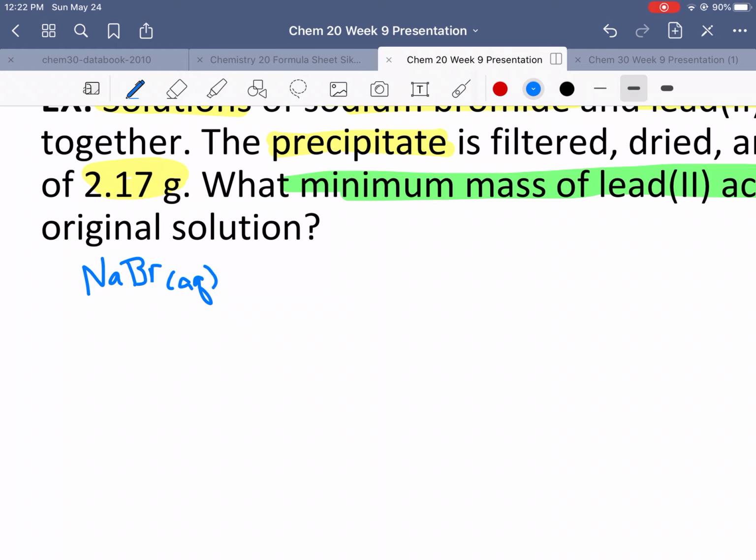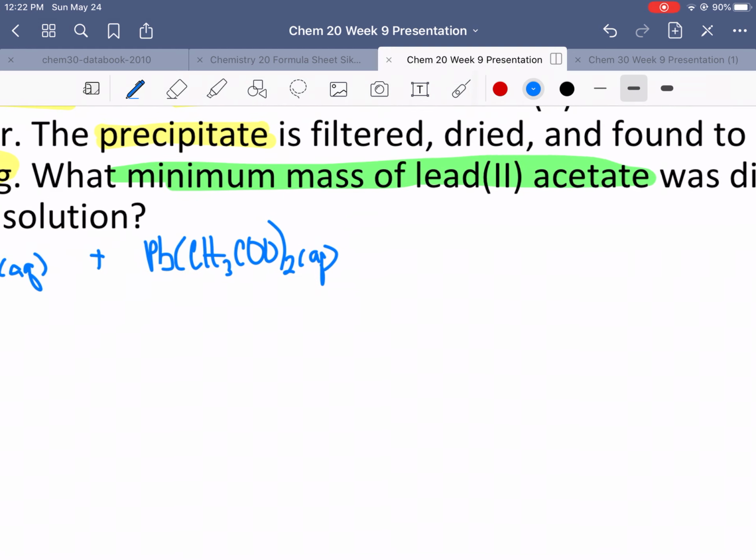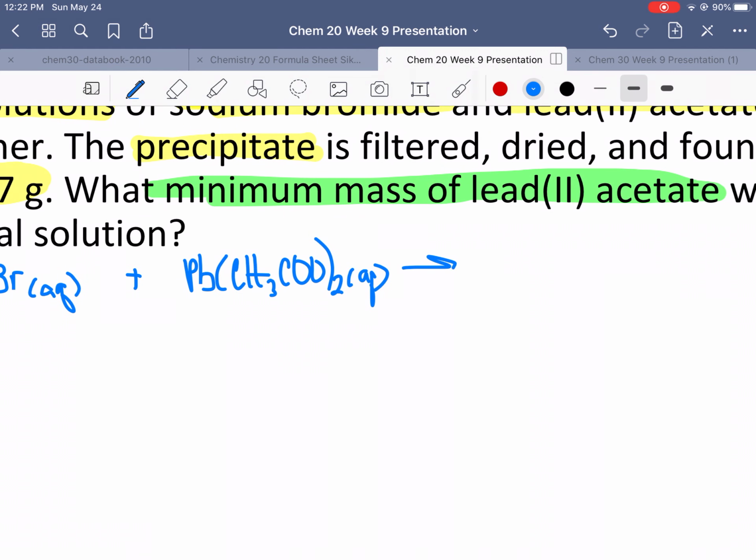So sodium bromide aqueous plus lead-2 acetate. Lead has a 2+ ion. Acetate is -1. So here is our formula for that with a 2, and it is aqueous. Double replacement. Your metals are going to swap places. So our sodium and our lead are going to switch out.